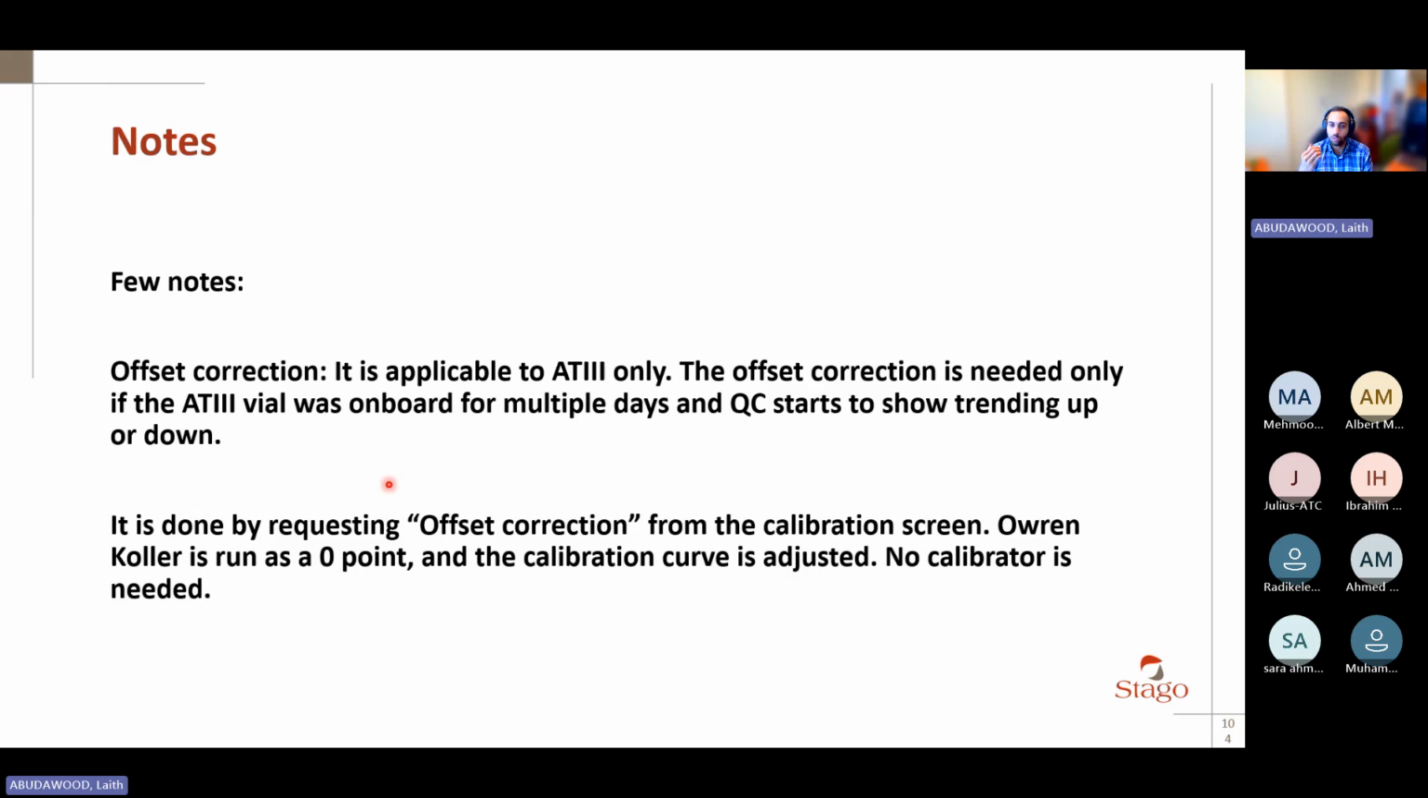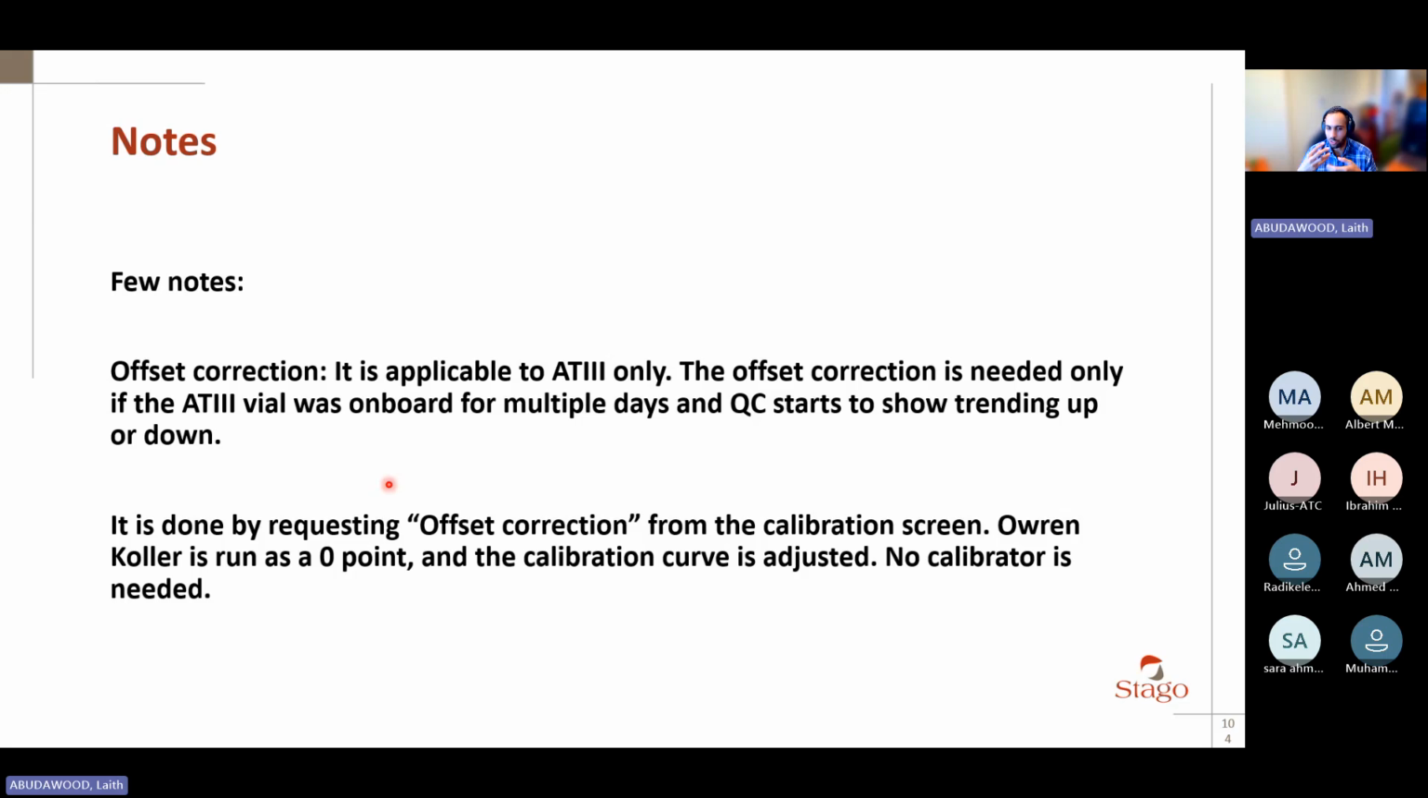Offset correction is something that you may need to use when the antithrombin reagent is sitting on board of the analyzer for 3-4 days, 1 week, because it's a very long stability reagent. The problem is if you do offset correction, when you load a new vial of antithrombin 3, you have to repeat it again. Okay? What is the advantage of this offset correction? If you start to notice that your antithrombin QC, as the reagent sits on board for multiple days, starts to increase or starts to decrease slowly, then offset correction will help you with this issue, okay?